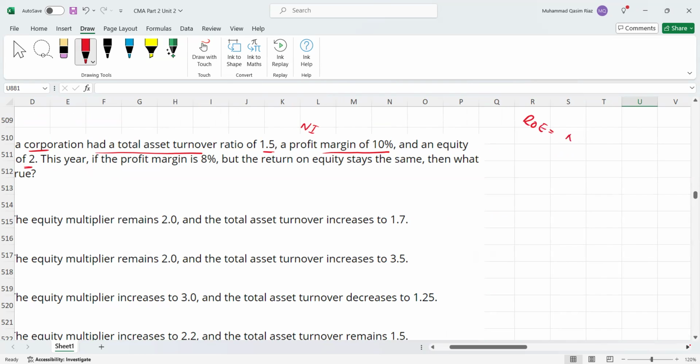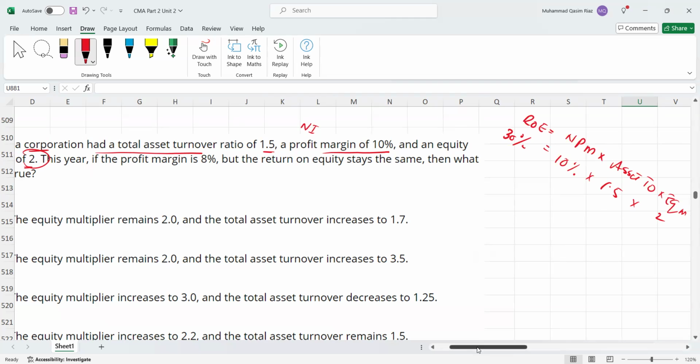So we have our net profit margin multiplied by asset turnover multiplied by equity multiplier. Net profit margin is 10% last year. Asset turnover ratio was 1.5 and equity multiplier is 2. It's given here. So return on equity in the last year was how much? 30%, right? Just cross check, okay? 10 times 1.5 times 2. It is 30%. Yeah, 30%.